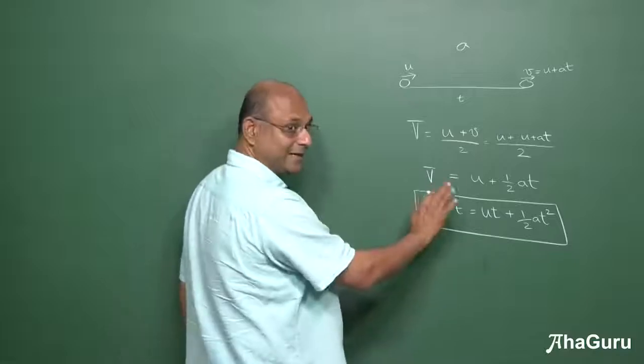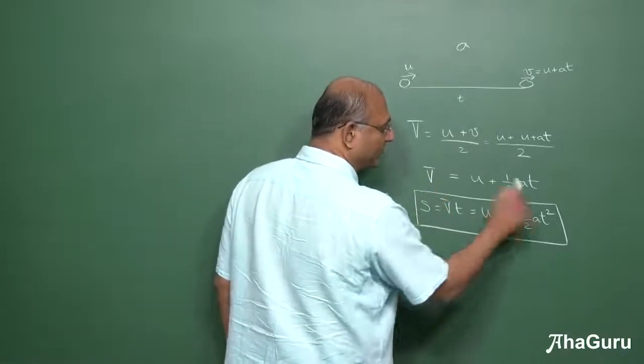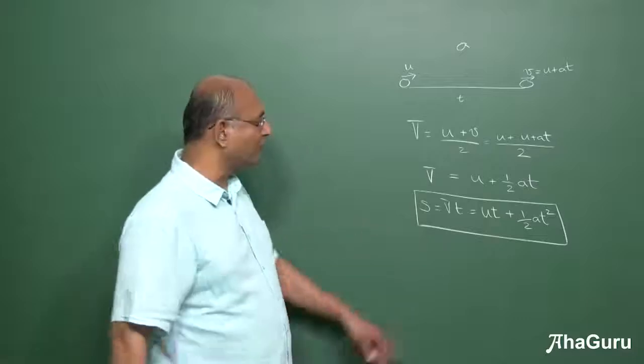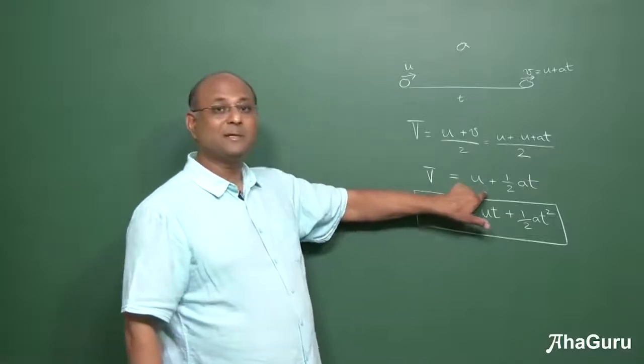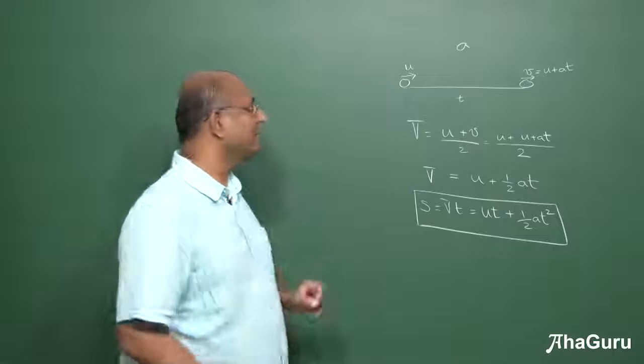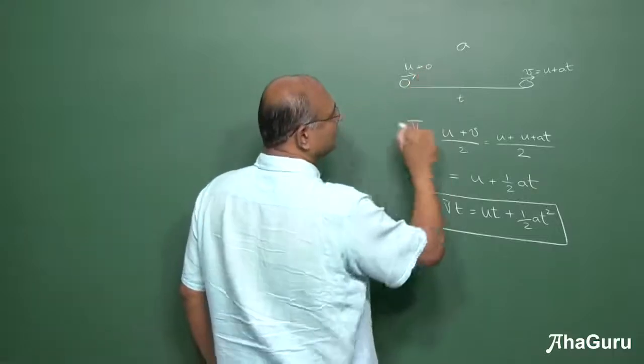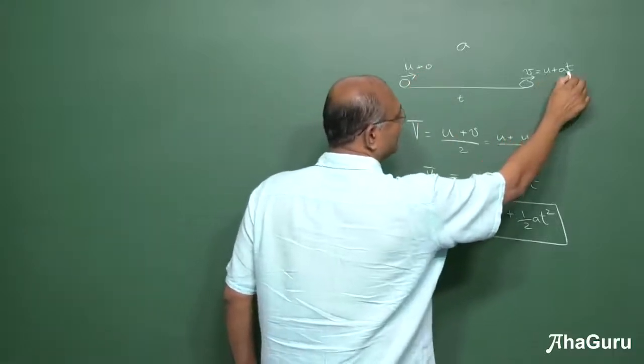It's not true for other kinds of motion. So for uniform accelerated motion, displacement is ut plus half at t square. You would have definitely learned this formula. But I want you to remember this formula, more important. u plus half at is the average velocity. Let us see why. What is this? u plus 0. What is that? u plus at.